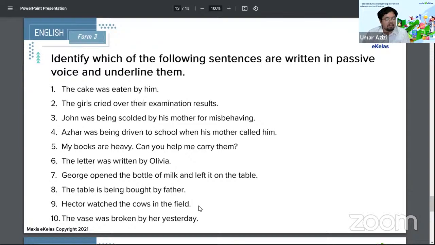Right. So another exercise we have here is to identify which of the following sentences are written in the passive voice and underline them. So I'm going to read one by one.